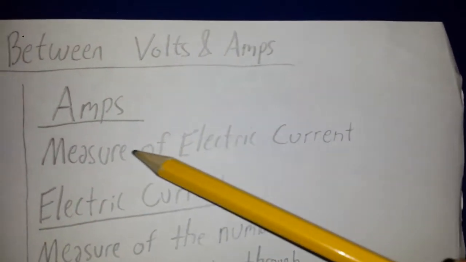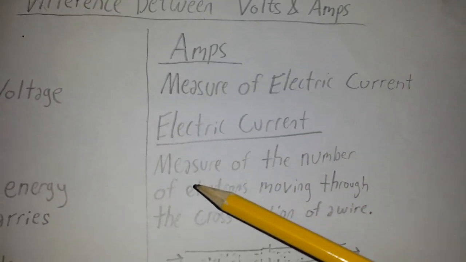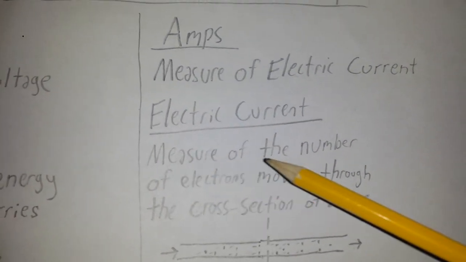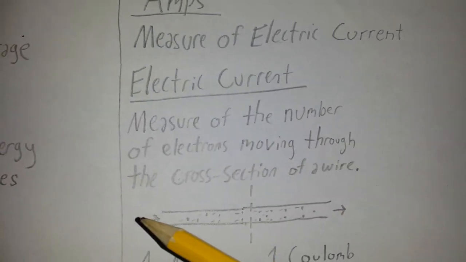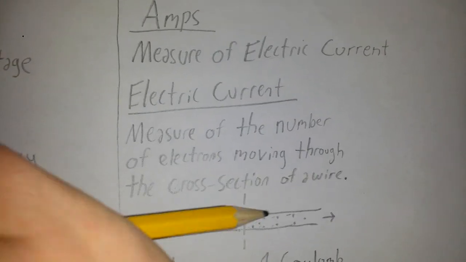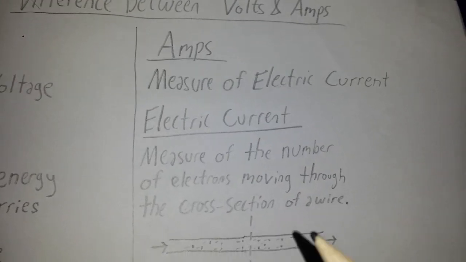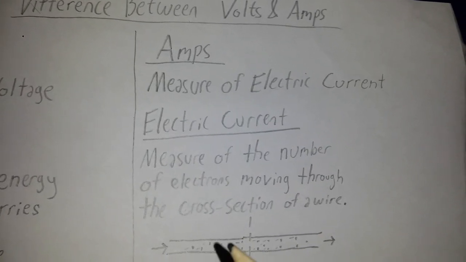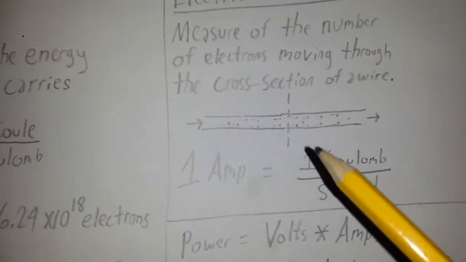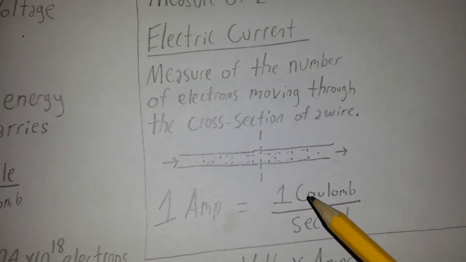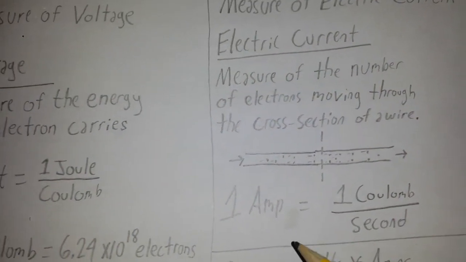Now, what are amps? Amps is a measure of electric current. And electric current is the measure of the number of electrons moving through the cross-section of a wire. So if I have a wire here, and the electrons are moving through the wire, if I slice the wire in half, and I see how many electrons are moving past that slice every second, that would be the electric current. So 1 amp is 1 coulomb, or 6.24 times 10 to the 18 electrons, per second.